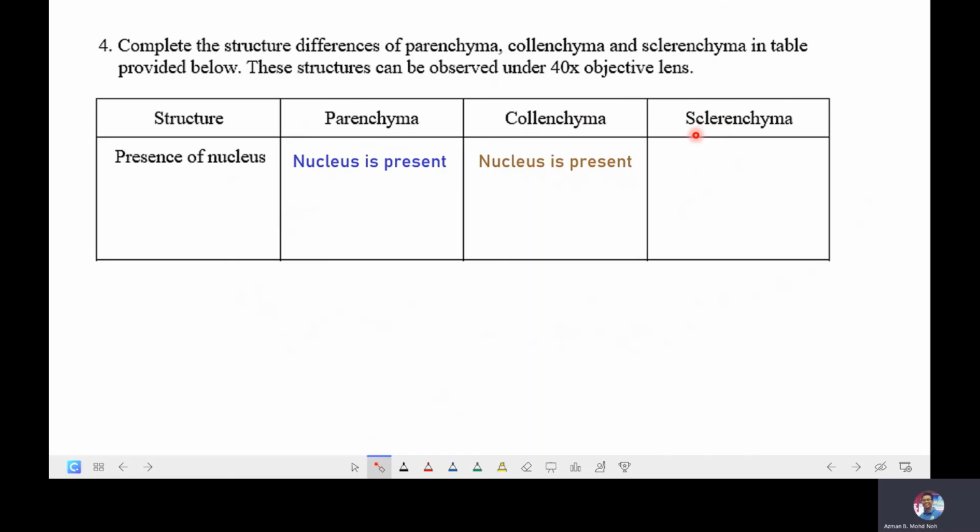However, for the sclerenchyma, we need to understand that the sclerenchyma cells are actually dead cells when they become matured. Okay, and so nucleus will be absent because they are dead cells when they reach maturity.